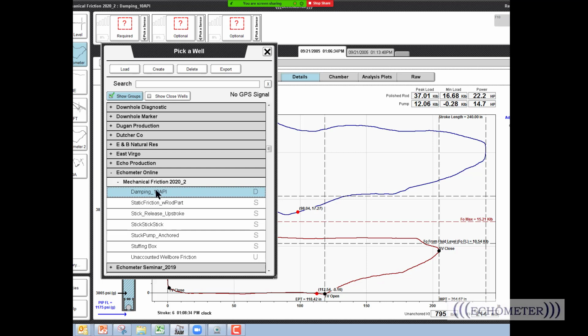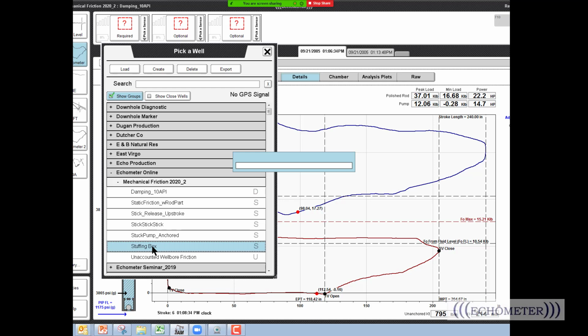And someone, I think, wanted to know, I don't think I have the rhinoceros horn here as an example, but this is the stuck pump, the stuffing box friction, and the unaccounted for wellbore friction. So I'm going to go to the stuffing box friction one first.